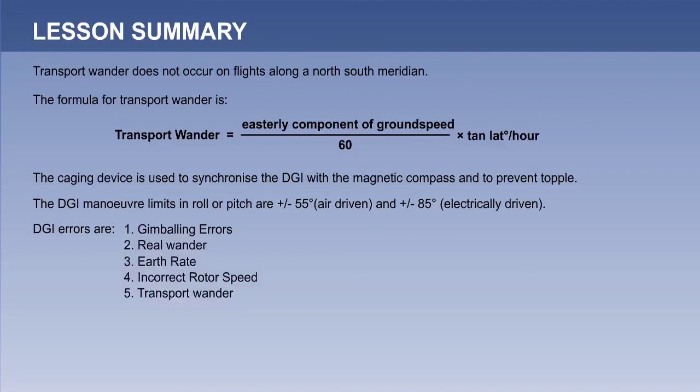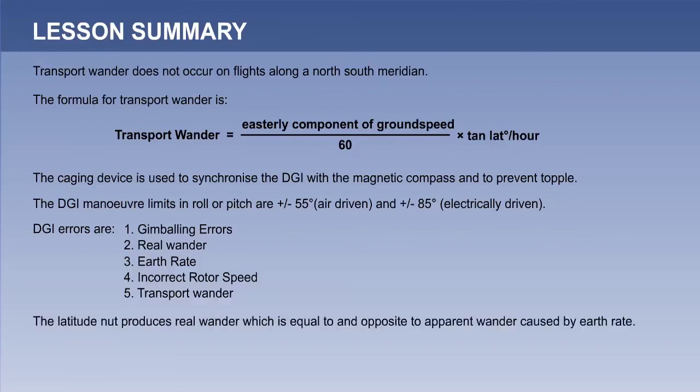DGI errors are gimballing errors, real wander, earth rate, incorrect rotor speed, and transport wander. The purpose of the latitude nut is to produce real wander which is equal to and opposite to apparent wander caused by earth rate. The latitude nut is set for a specific latitude only.